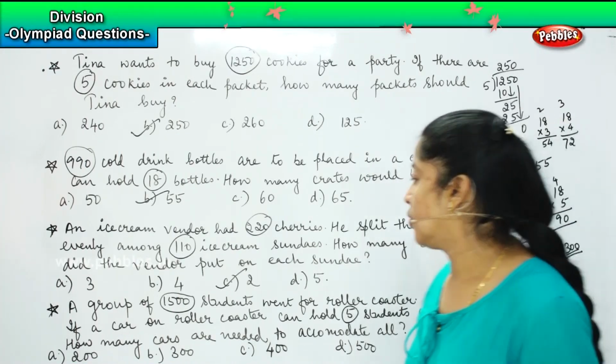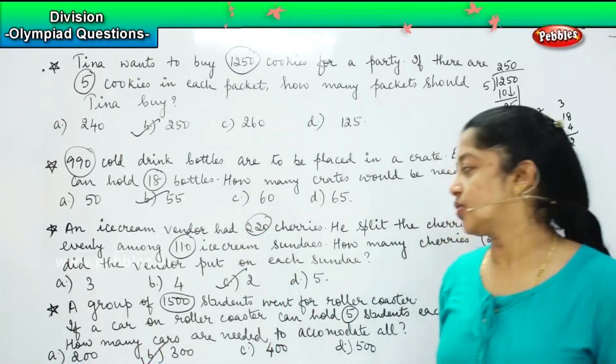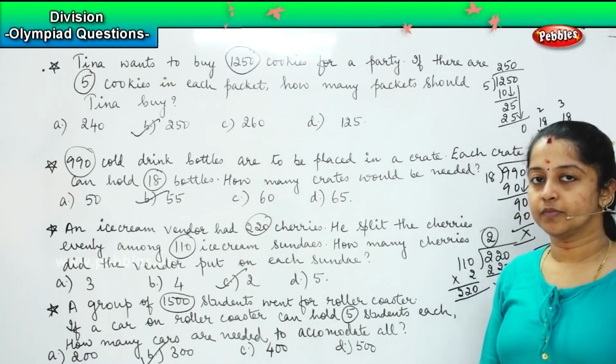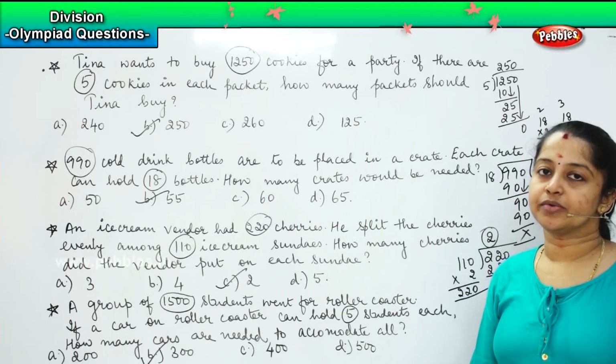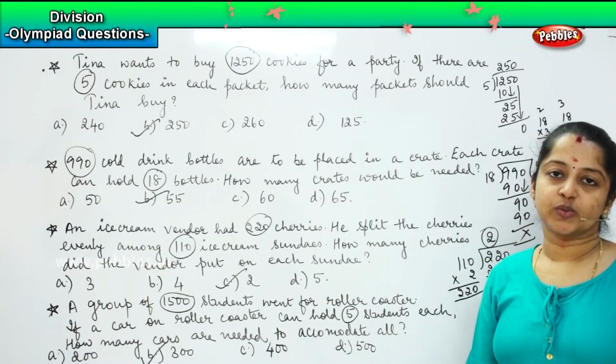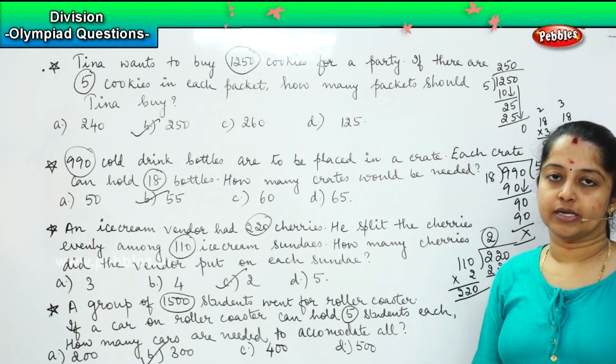Okay. So answer is B, 300. Clear? So this set of sums were quite easy, right, children? It was a simple division which we had to do in order to figure out our answers.